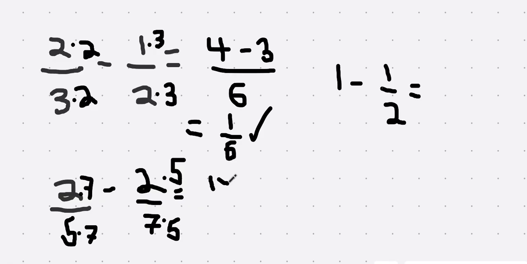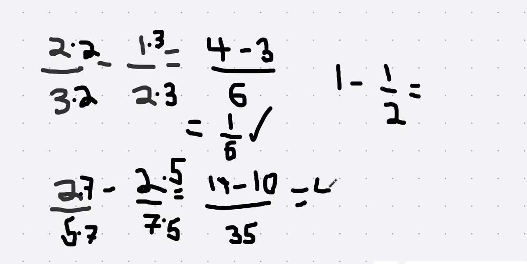So now we have to go 14 minus 10. And the bottom is the same, so you can just write it as 35. Four out of 35. So yeah, you can check these on your calculator too if you have the time.